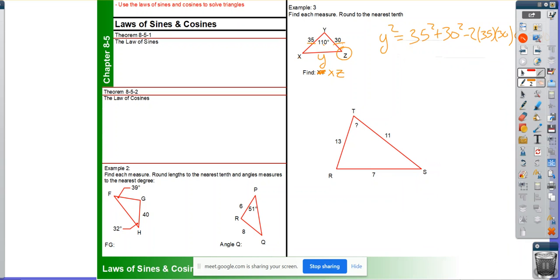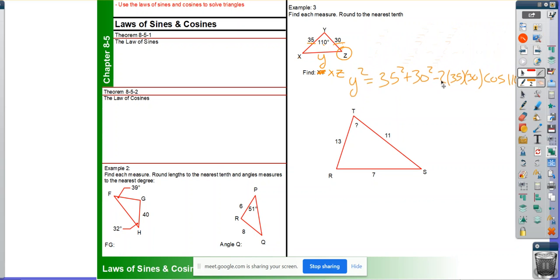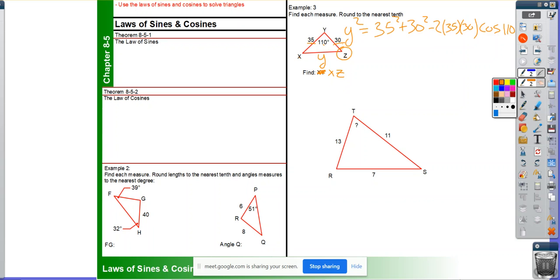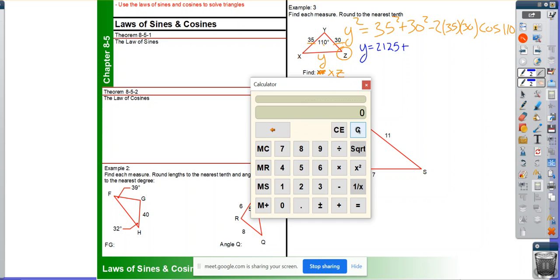So I can do this, and it should be fairly reasonable. All right, so now this is just a matter of computation. You have a calculator. Okay. So 35 squared plus 30 squared. What's 35 squared? I don't know. Both of them together are 2125. Wait, I don't feel good about that. 35 squared is 1225.